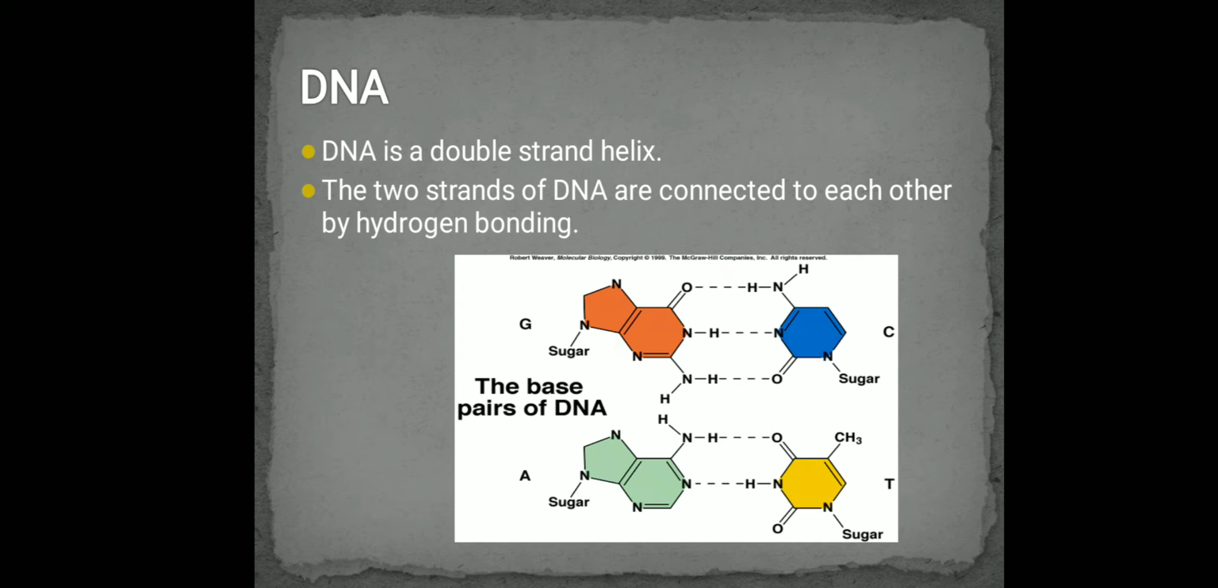We all know that when A combines with T, it forms two hydrogen bonds, and when G is combined with C, it forms three hydrogen bonds. So this is how the DNA double strand is formed, where the sugar-phosphate backbone of the DNA is made up of phosphate groups and the two strands of the DNA are connected to each other by hydrogen bonding. This hydrogen bonding plays a very important role in DNA denaturation and renaturation.